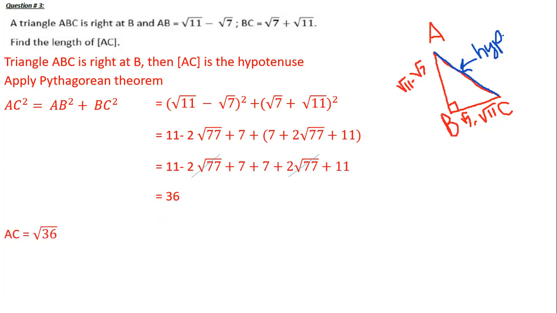Of course, 36 can be written as a perfect square. So AC equals radical 6 squared. The square cancels the radical, then AC is equal to 6.